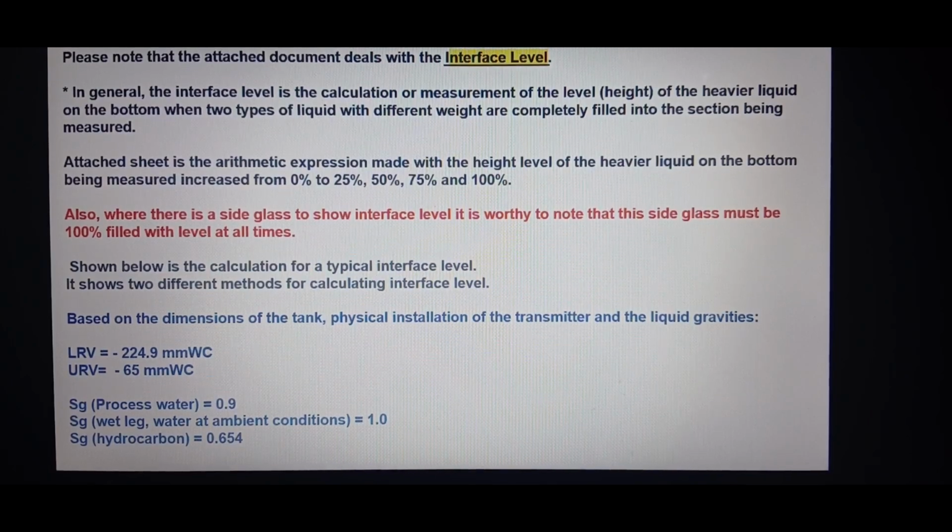Now, the following that we're going to be dealing with here is just to help you understand interface level a little bit better.